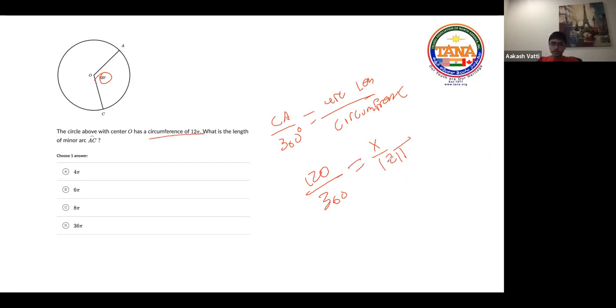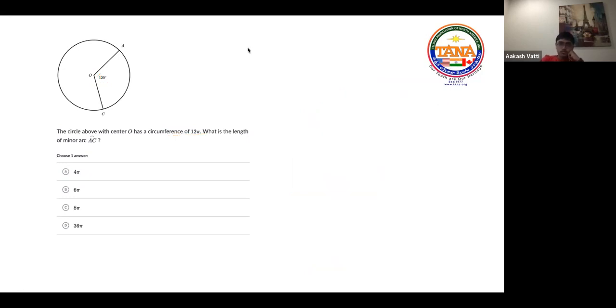And when you do the math, you multiply by 12 pi on both sides. Also, 120 over 360 becomes 1/3 because 120 is 1/3 of 360. So that is equivalent to x equals 4 pi. So A. Any questions? No? All right.